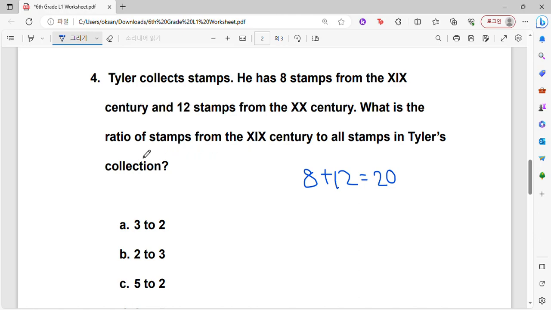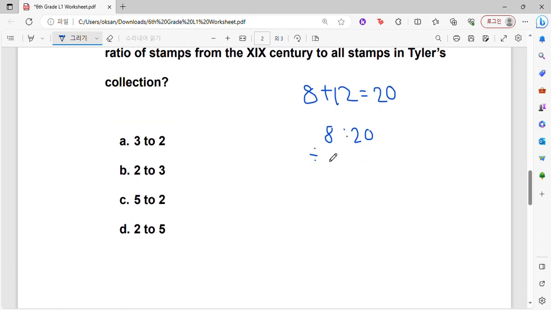And we have to find the ratio of stamps from the XIX century to all stamps in Tyler's collection. So XIX, there's 8, so it would be 8 to 20. This can be simplified. No, let's divide it by 4 instead. Then divide it by 4. That would give us 2 to 5. This can also be written as a fraction, 2 over 5, but it doesn't have to be that symbol, so 2 to 5. So D would be the correct answer.